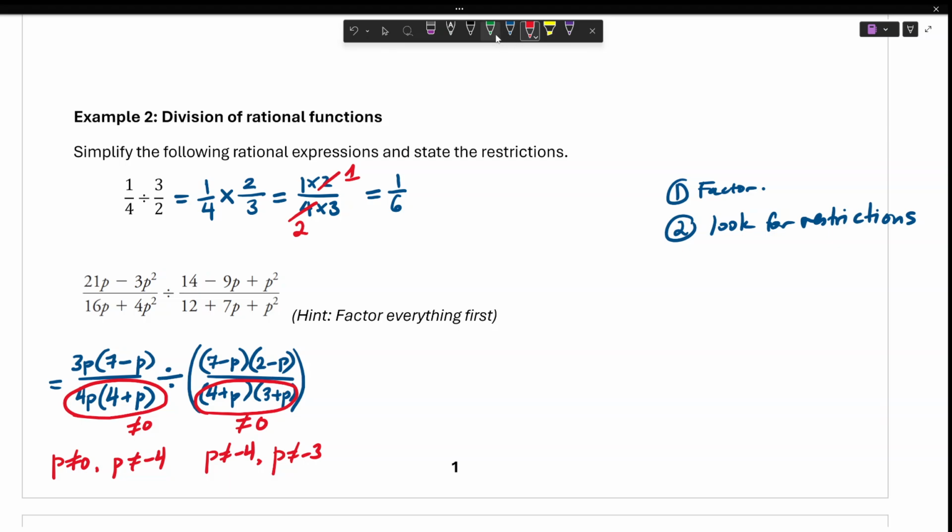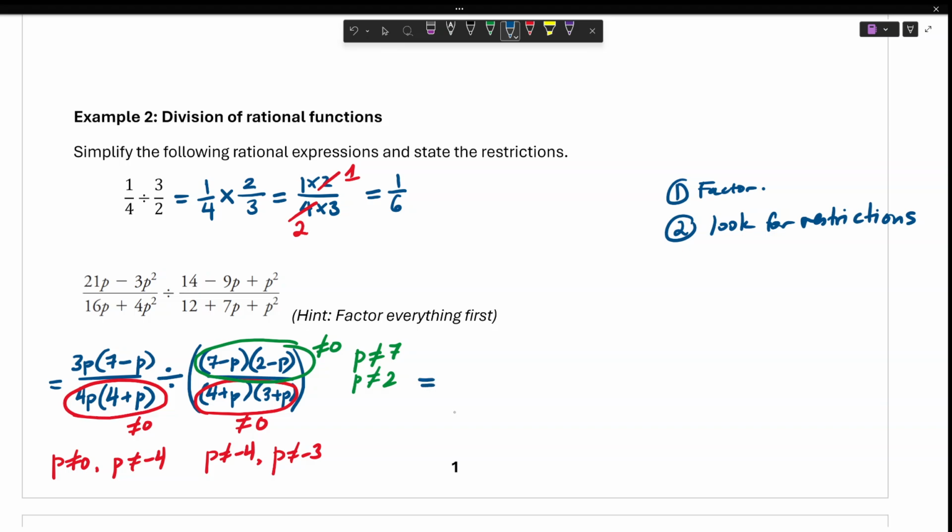Now, one thing that people sometimes forget to check is if you're dividing by a fraction, you can't divide by 0. If this numerator is 0, then you'll be dividing by 0, and that's not good. So this also can't be 0. So p can't be equal to 7, and p also can't be equal to 2. Okay, so we have a whole bunch of restrictions now. We'll list them again at the end.